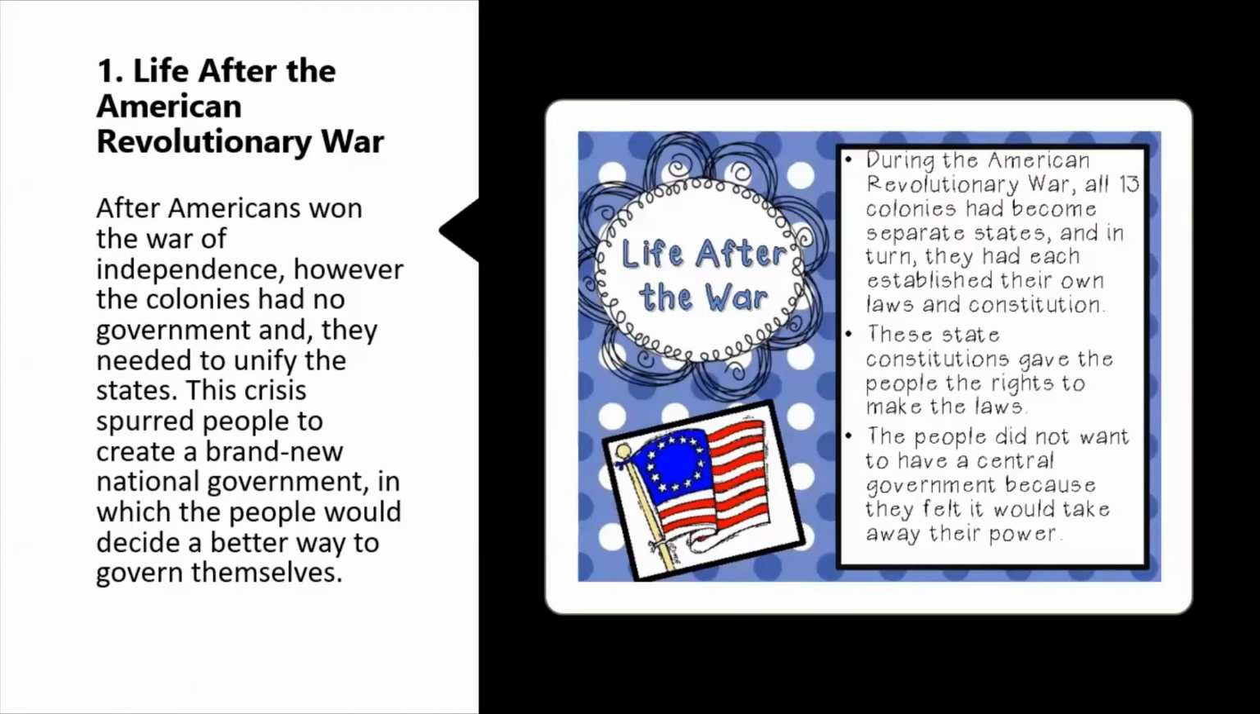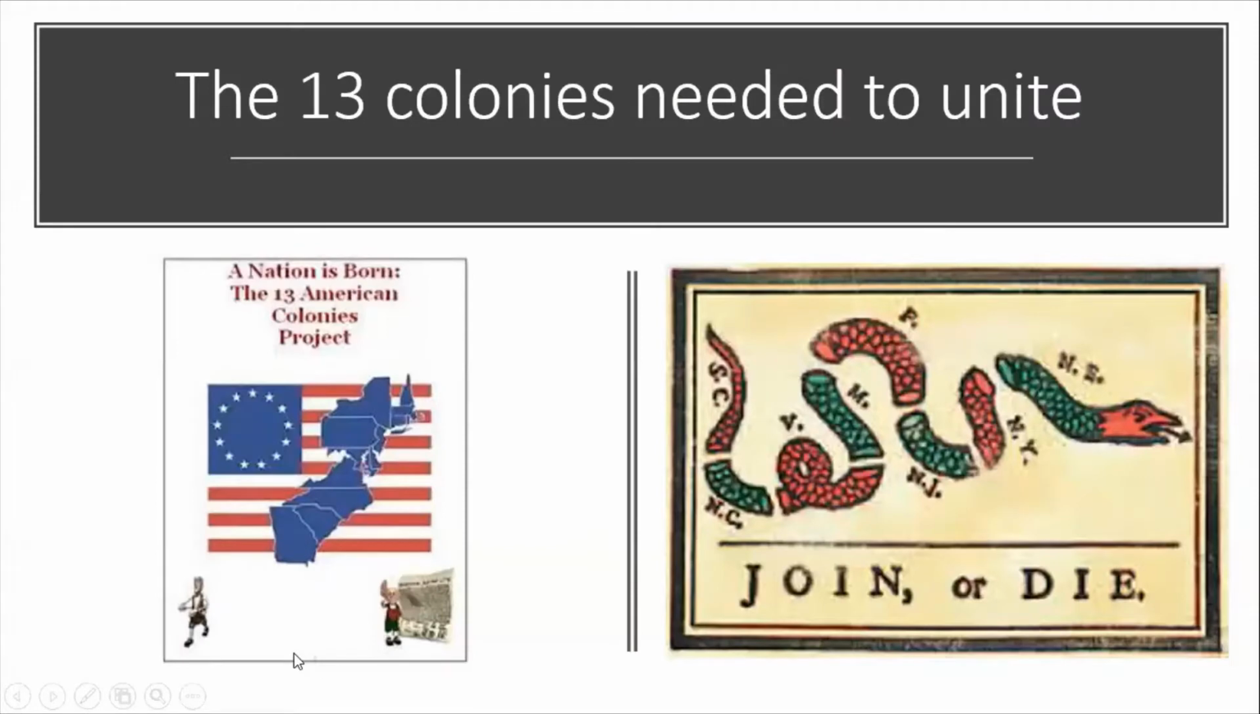After the amazing defeat of the British Army by the Americans, the colonies were at risk of falling apart. They had no government that could unify the states. This crisis spurred people to create a brand new national government in which the people would decide a better way to govern themselves. It was a difficult task.